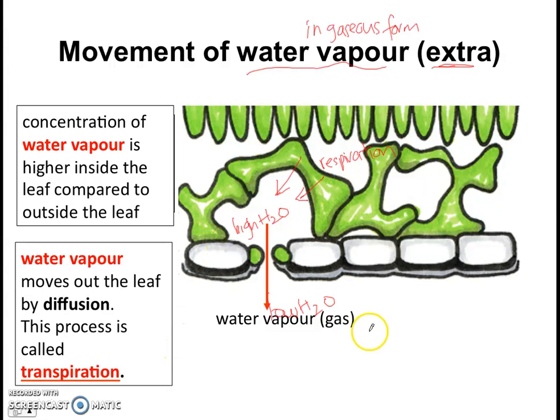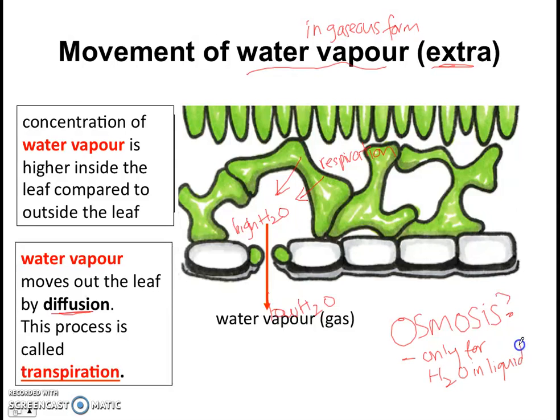Now you might be wondering to yourself, why is it not osmosis? I mean, this is water moving, right? So why is it not moving by osmosis? Why is it that water vapor is moving by diffusion? Now the simple answer is that osmosis only applies to water in liquid state. In this case, water vapor is water in gaseous state. So water in gaseous state moves by diffusion, not by osmosis.